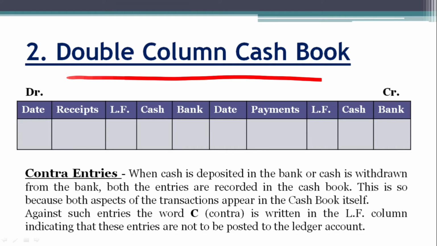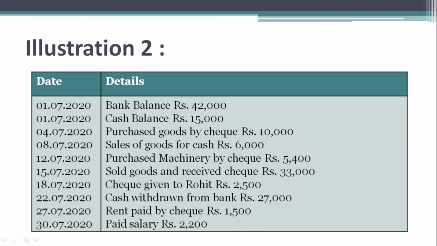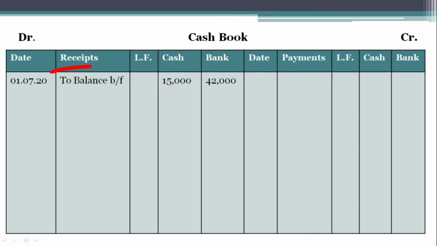Alright, because we show the payment here and receipt here, it may be of cash or bank. So relax, we'll understand this with the help of an illustration. Here we are provided with the balances for bank and cash as on 1st July 2020. The cash balance is 15,000 and the bank balance is 42,000. So we mention here on the receipt side, to balance brought forward, rupees 15,000 and 42,000.